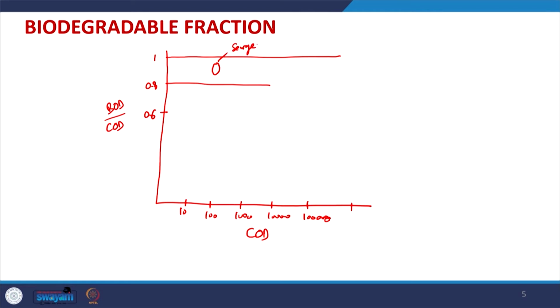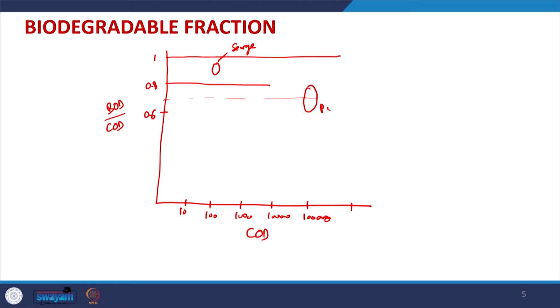Now, if we take the extreme case, pulp and paper and distillery wastewaters have a lot of high oxygen demand. For pulp and paper, it may be lying somewhere here because the oxygen demand will be in the range of 1 lakh 80,000, 70,000, but the biodegradable fraction will be only 0.7 or so, but the value is still very high. In per liter of water, though the fraction is less, the amount of BOD demand is still high. So, we can still go for methanation. So, this is for pulp and paper.